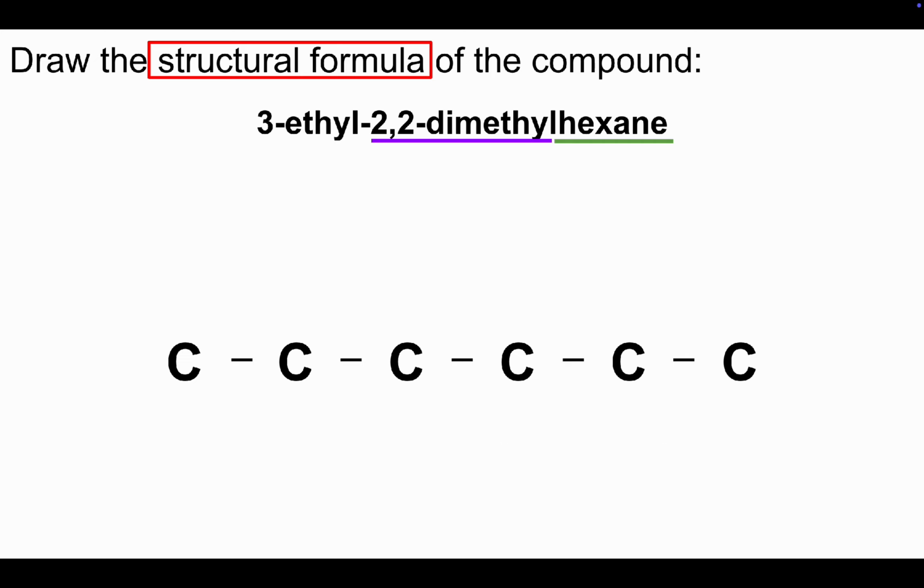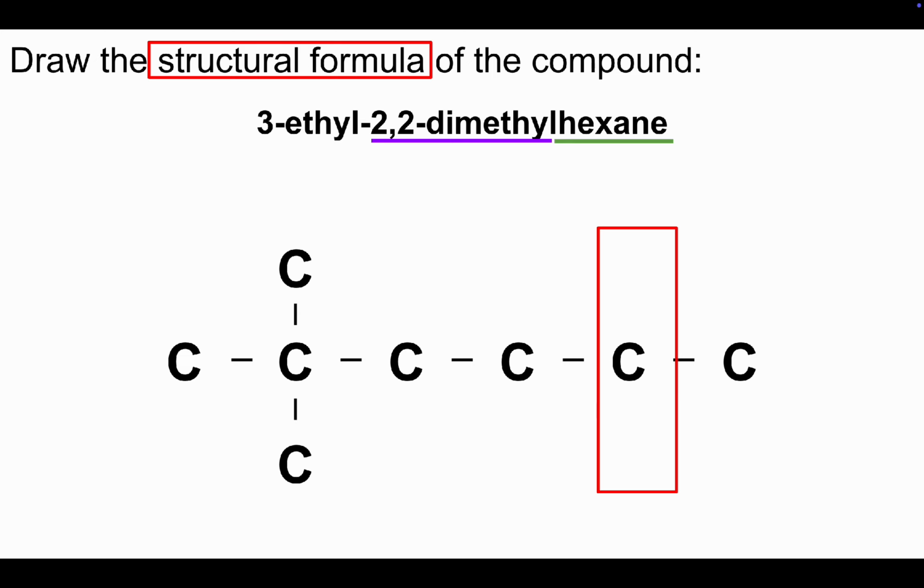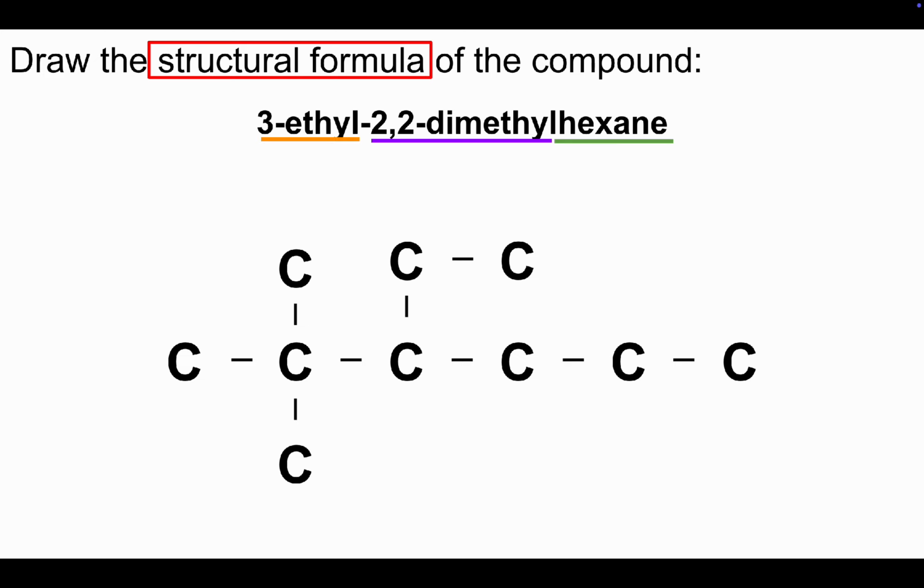We add the substituents. We start with 2,2-dimethyl. If this is my 1, I will have a methyl here and a methyl here. Or we can add them here, but in that case, your number 1 would be this one. So it's the same. Next, we add the 3-ethyl. So this will be number 3, and you have 2 carbon atoms there. Okay. Now remember, carbon is tetravalent, meaning it can form 4 bonds. This is very important when attaching hydrogen atoms.